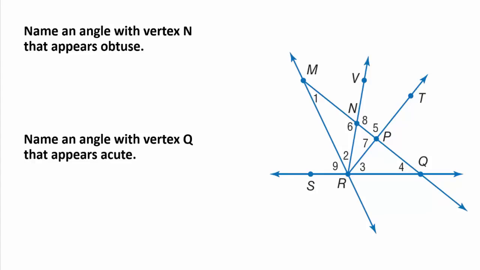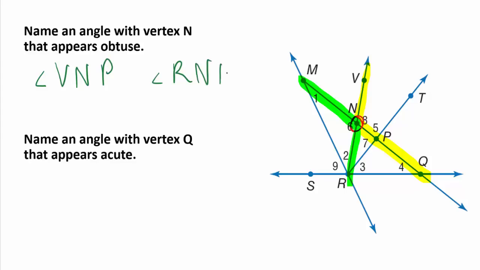Now we need to name an angle with vertex N that appears obtuse. So we want to go ahead and circle and find vertex N. Here it is. And we want to look for an angle that appears obtuse. Remember, an obtuse angle is one that measures more than 90 degrees but less than 180. There are actually two options we can look at. We can look at this angle here and also this angle here. So let's go ahead and name both those angles. The first one, the one I highlighted in yellow, I can name angle VNP. And the second one, I can name angle RNM.